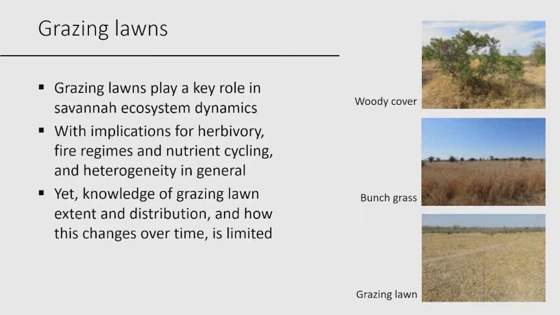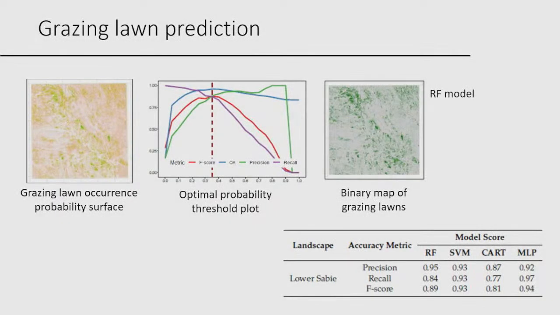Many of you will know more about this than me, but they're a very important aspect of a savanna ecosystem, linked to herbivory and fire, and important in nutrient cycling and heterogeneity broadly. But we don't have that much knowledge of exactly where they are and how they change over time and why they change over time. We've got some general ideas, but nothing that specific.